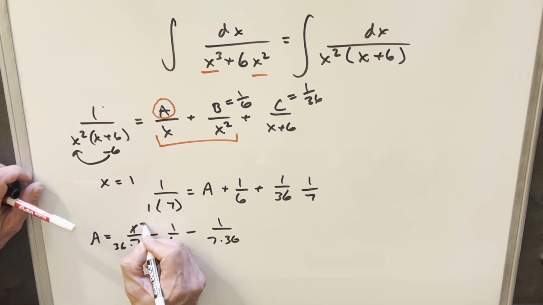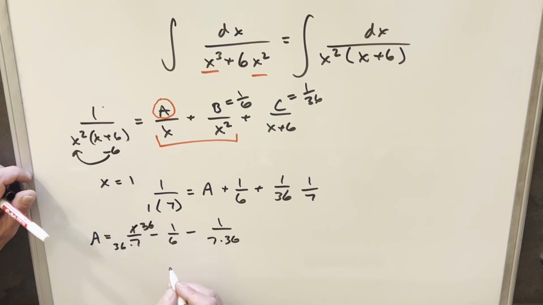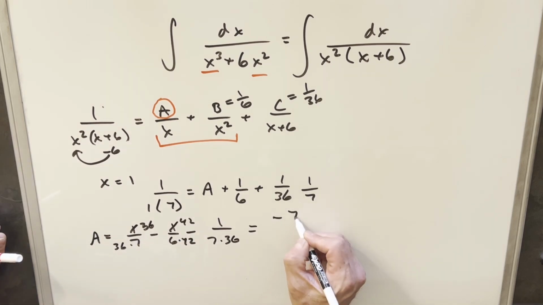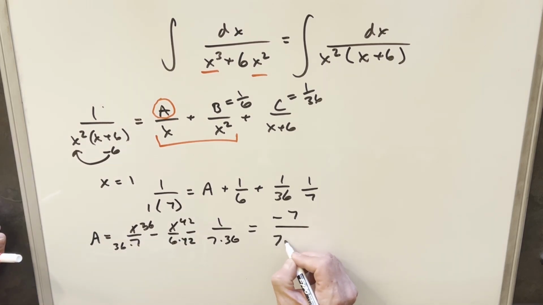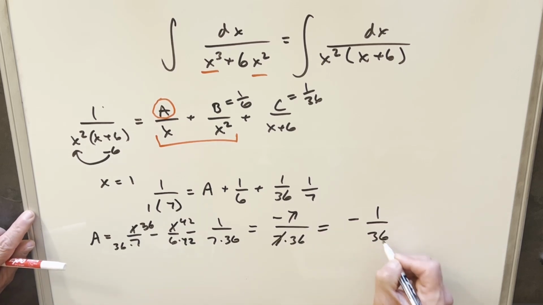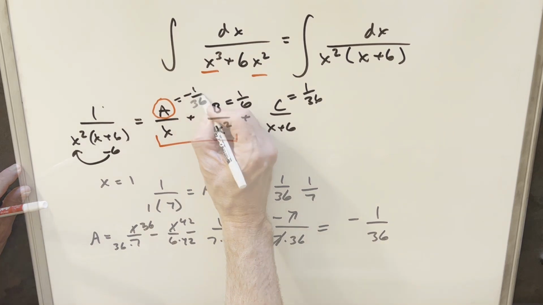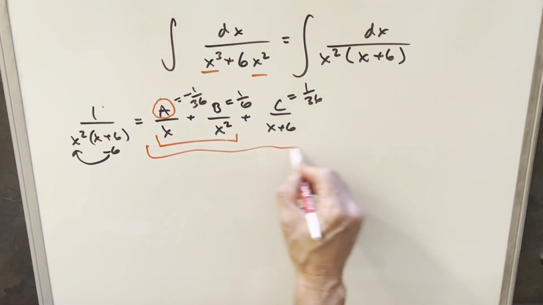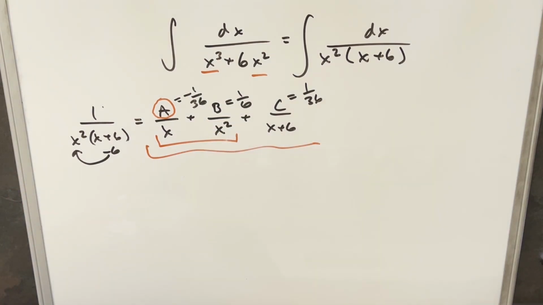So I'll multiply here by 36, and I'll multiply here by, I think 42 is what we need. And so when I combine all this, I'm going to have minus 7 over 7 times 36, but the 7 is going to cancel, and this is just going to be minus 1 over 36, and that's going to be our a value. Okay, now from here, all I need to do is take all this stuff on the right side that we've transformed this fraction into. We'll put it back into our integral, and we can finish it off.